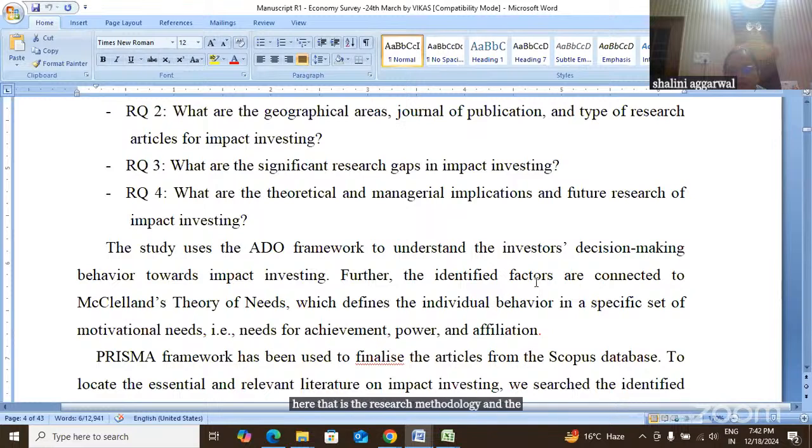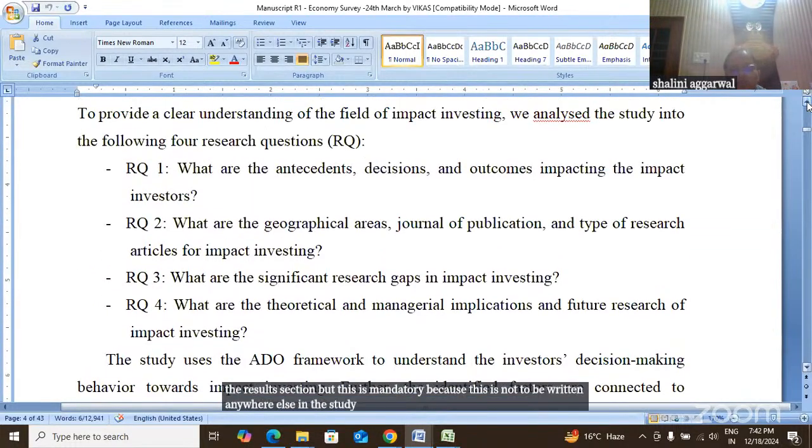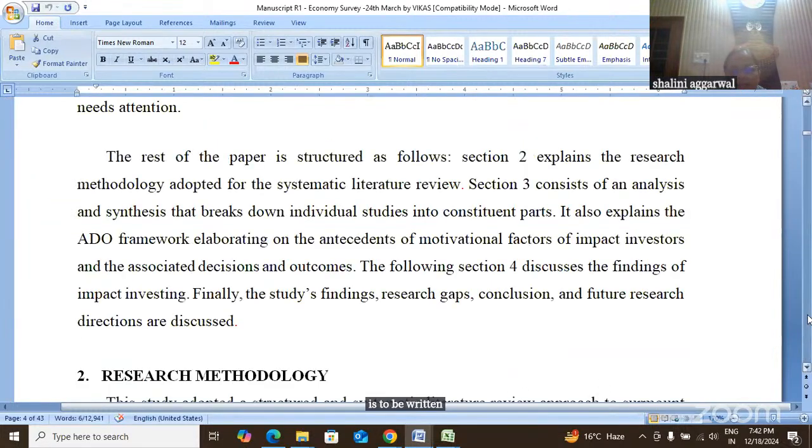But this is mandatory because this is not to be written anywhere else in the study. That is your research questions, and the research objective is to be written over here. And in the last of the introduction, what do you write?